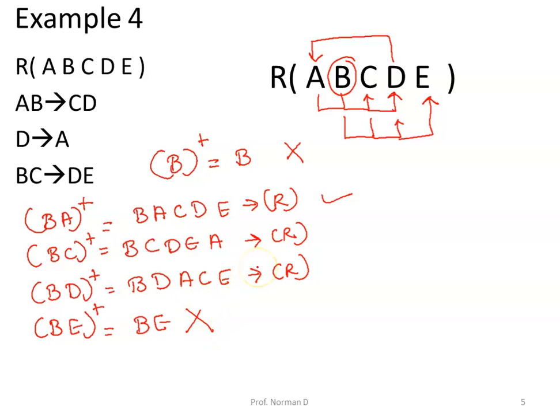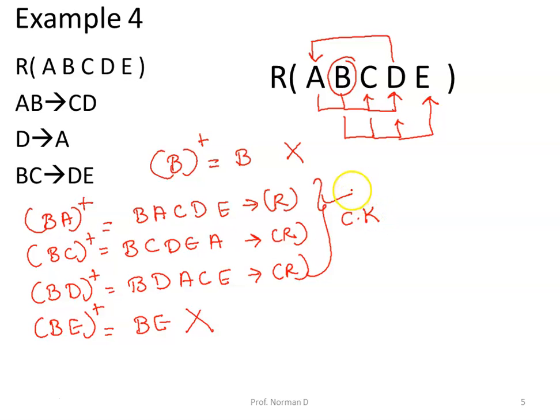So once we have calculated the candidate keys, what we have done over here is we have combined the essential attributes step by step with the other attributes, trying to find out whether we are getting the relation or not. So we saw that with BA, BC and BD we are getting the entire relation. So in this case, for sure, these 3 are acting as candidate keys.